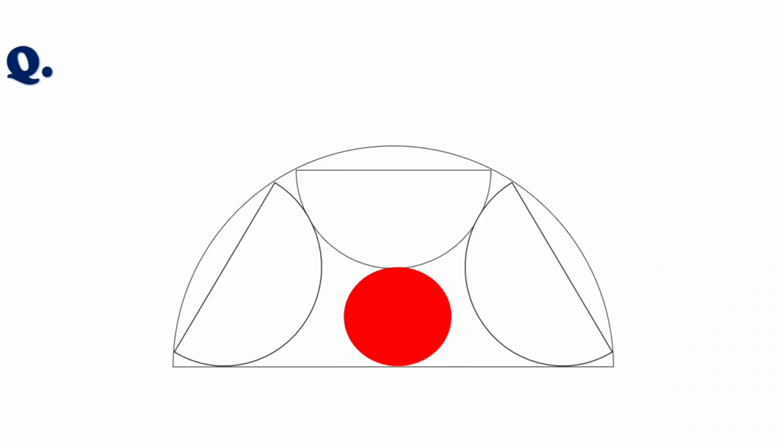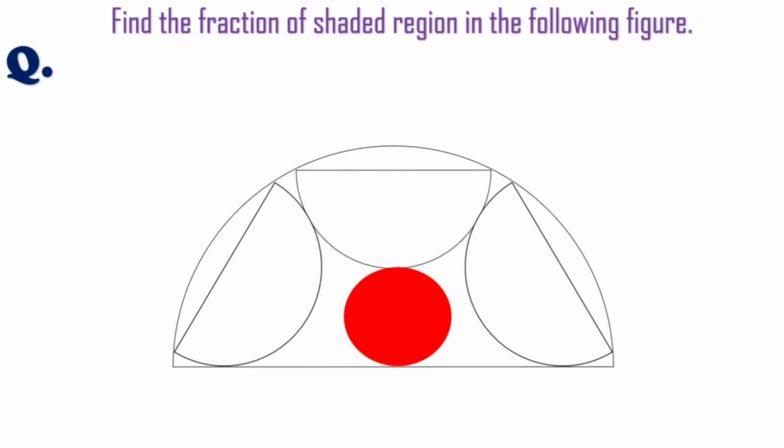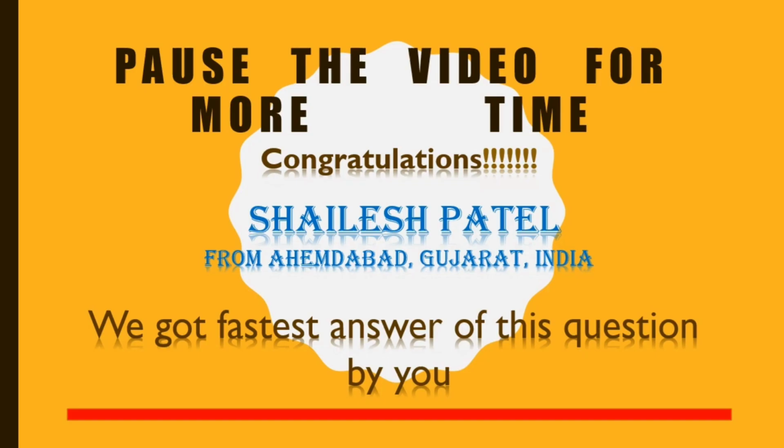Stumping questions. Here is our previous question. Find the fraction of shaded region in the following figure. In this figure, we have three semicircles and a complete circle inscribed inside a larger semicircle. We have to find the fraction of this complete circle. If you have not tried this question yet, you can pause the video for more time.